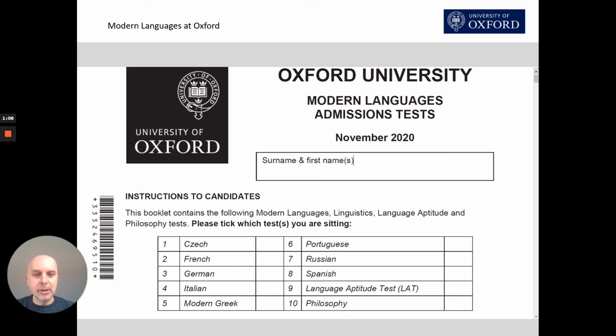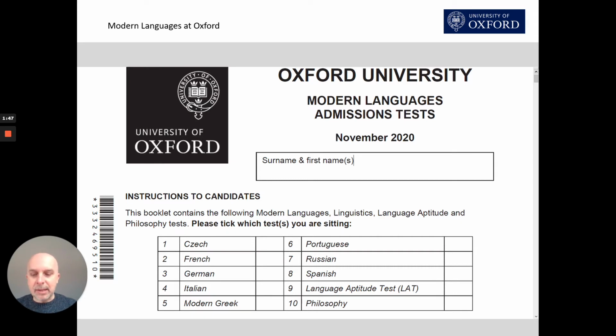The 10 sections, as you can see here on the cover sheet of the test, are tests in each of 8 languages: Czech, French, German, Italian, Modern Greek, Portuguese, Russian and Spanish, which are for candidates who are applying to study a degree in that language and who are already studying that language in the 6th form. The other 2 sections are the Language Aptitude Test, the LAT, which is for people who are applying to study new languages as beginners, as well as for people who are applying to study Russian on its own. Plus a philosophy test, which is just for people who are applying to study the Philosophy and Modern Languages joint degree course.